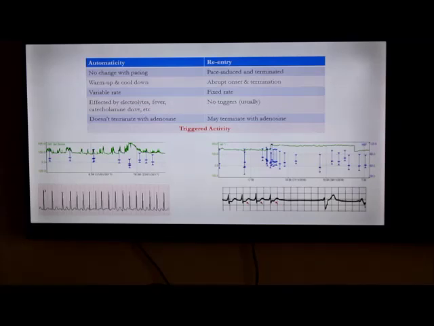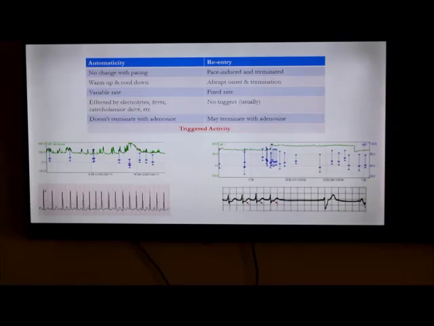For example, if the patient is crying, it will fire more, because you have more sympathetic drive. If the patient is sleeping, it will fire less. If you have electrolyte imbalance, it will happen. If there is a foreign body, for example a line in the atrium, it will be more triggered. So it has a gradual onset, gradual termination, and variable rate, and cardioversion doesn't affect it. If you pace the heart or defibrillate it, it will not stop.